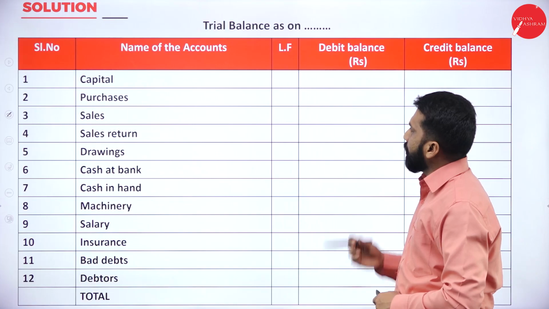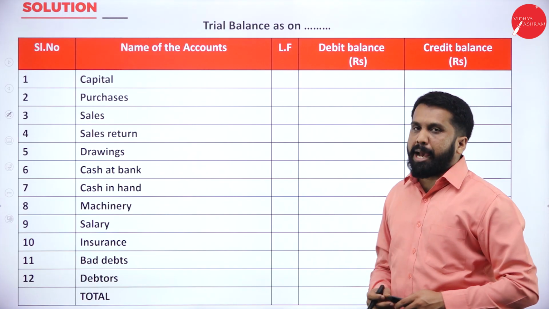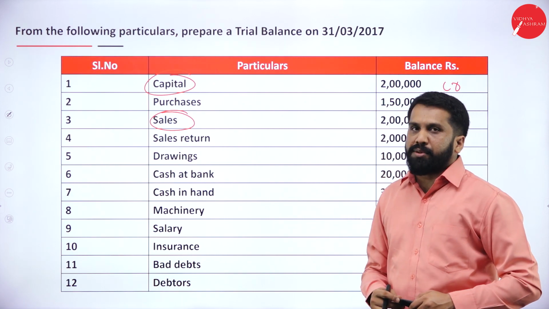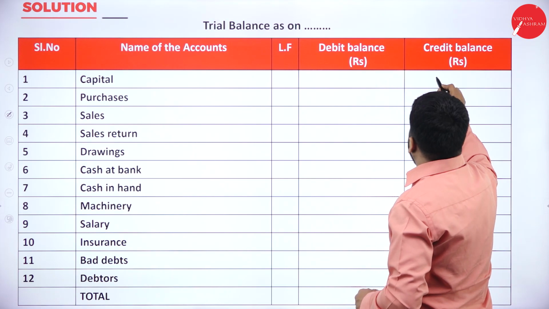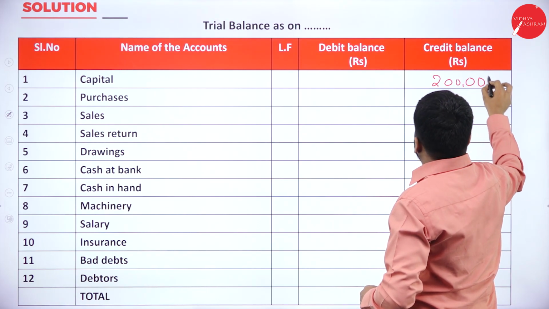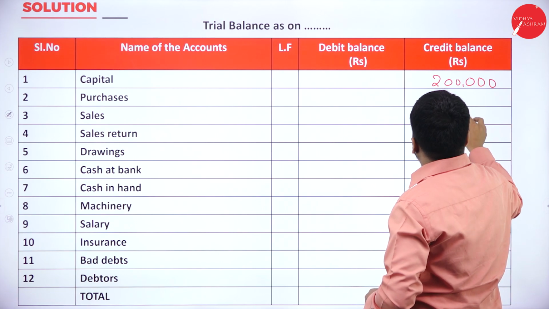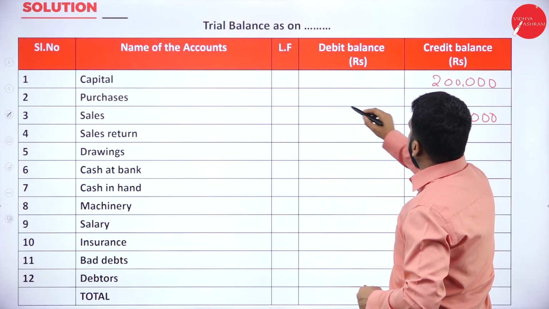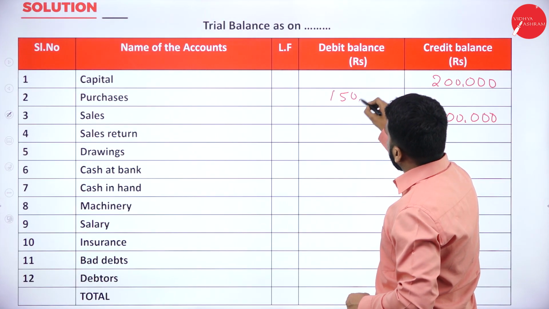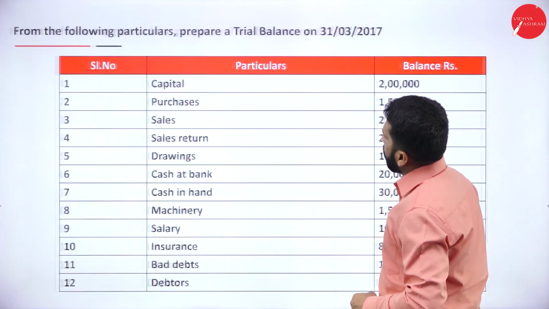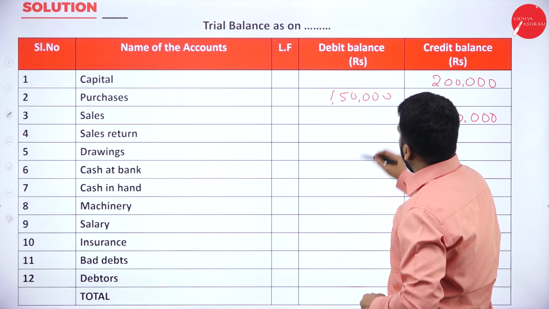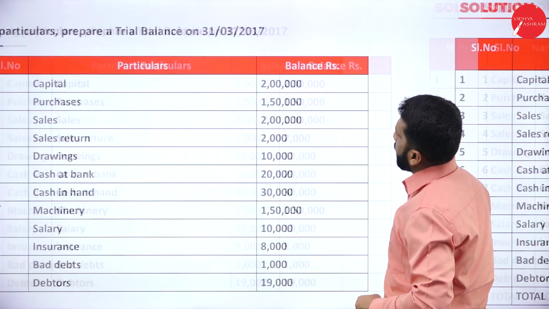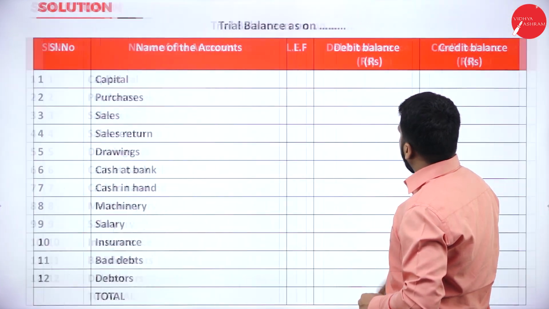Now, in this, we'll write down what is the capital value. The capital value is 2 lakh, sales value also 2 lakh. Capital value 2 lakh and your sales value also 2 lakh. Now, what is your purchases? 1 lakh 50. Next, your sales return 2,000. Next, your drawings are 10,000.